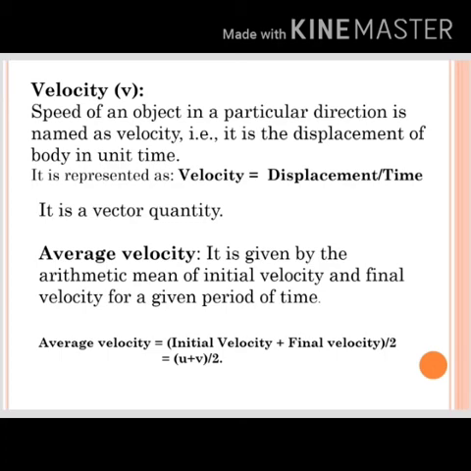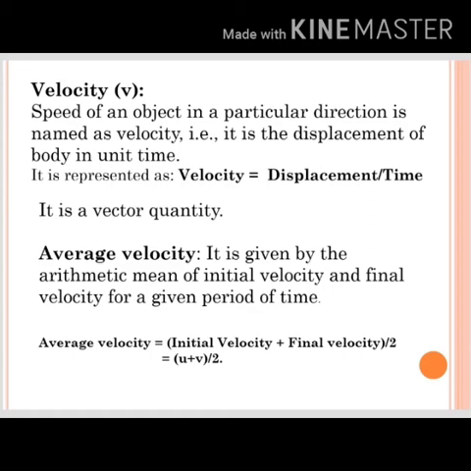Now, average velocity. When the velocity of the body changes at a non-uniform rate, its average velocity is defined as the net displacement covered divided by the total time taken. So, average velocity equals total displacement upon total time taken.